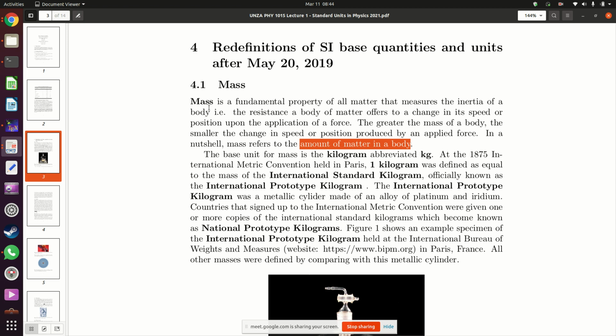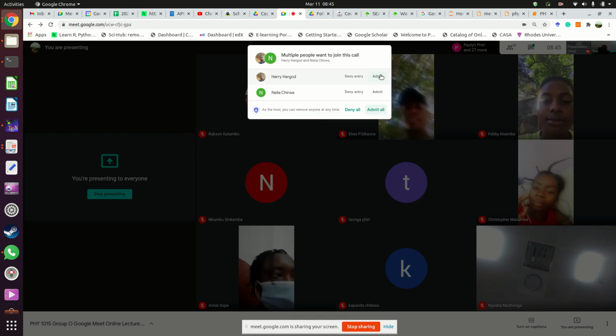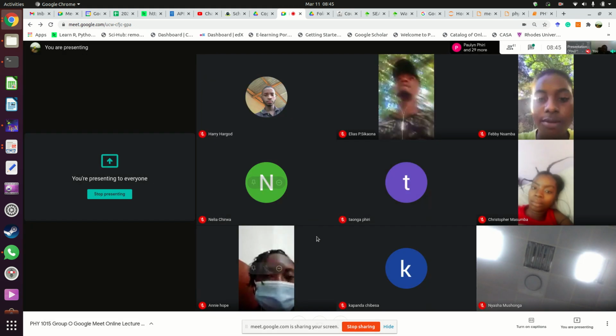For example, if there is a sack of maize which weighs 100 kg, and another sack which weighs 20 kg or 10 kg, it's easier to move the 10 kg or the 20 kg, but it's more difficult to move the 100 kg because the 100 kg has more matter. Are we clear on the definition?